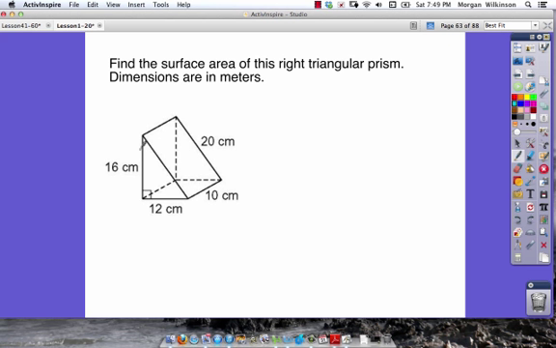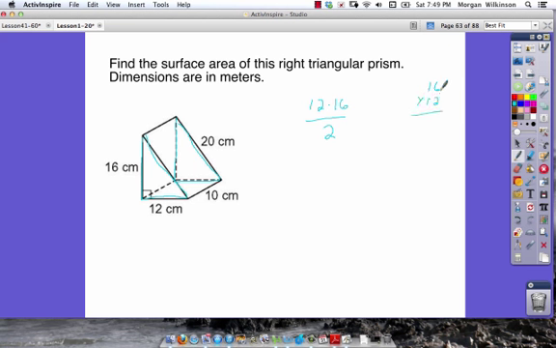Let's go ahead this time and find the area of the front face, which is going to be the exact same as the area of the back face. So to find the area of a triangle, remember, it is base times height divided by 2. So we're going to have 12 times 16, and we're going to divide it by 2. 12 times 16, we can work that out on the side.